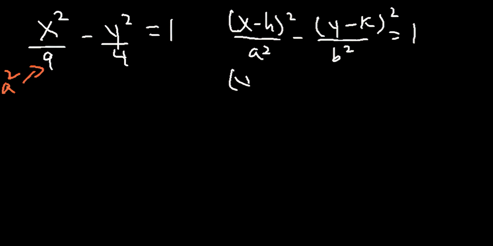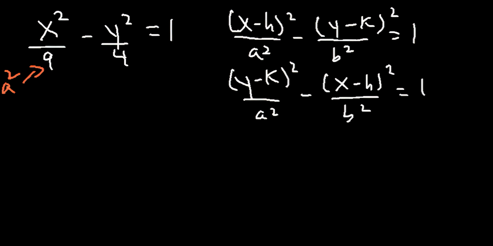You can also have the other form of this equation, which is (y minus k) squared over a squared minus (x minus h) squared over b squared equals 1. So whichever one is positive is associated with a. Whichever one is in front of the negative sign, or whichever one is negative, has the b squared. Now what you need to realize is that for a hyperbola, if x squared comes first, it opens left and right. If y squared comes first, it opens up and down. But we'll go over a few examples.